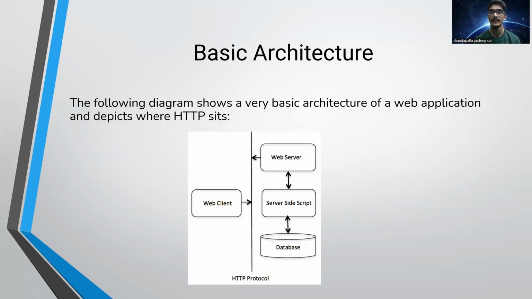So, the basic architecture of HTTP. The following diagram shows a very basic architecture of a web application and depicts where HTTP sits. Here we can see the web client, the database, the server-side script, and the web server. The client makes the query, and the web server passes it to the server-side script, which takes the data from the database and shares it back to the web server, which is again shared to the client. In this process, HTTP works.